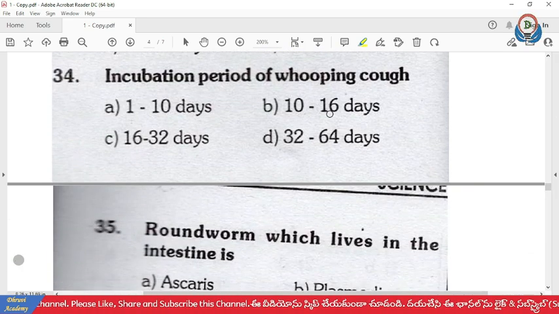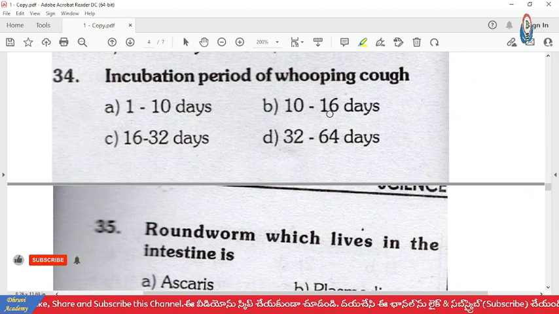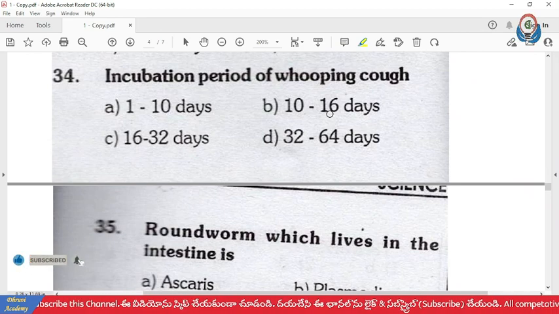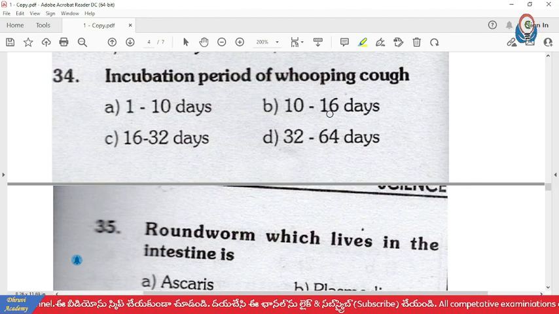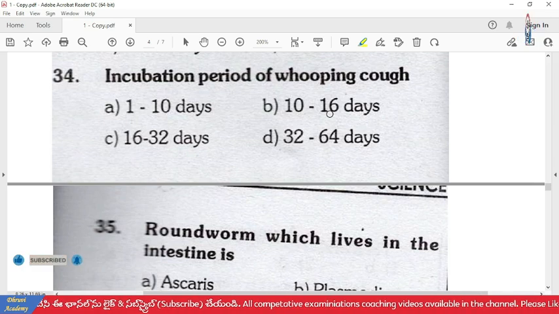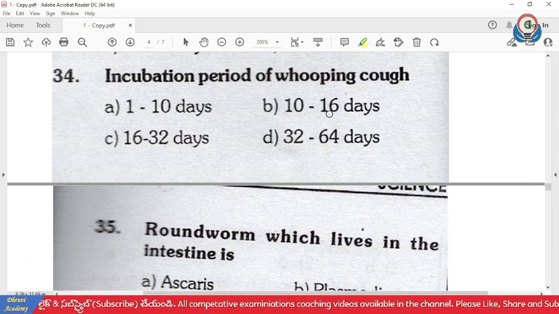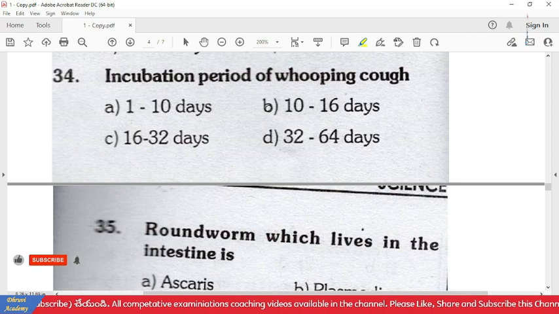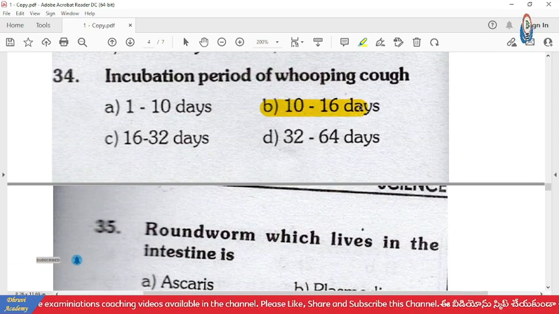Next, incubation period for whooping cough. Is it A, 1 to 10 days, B, 10 to 16 days, C, 16 to 32 days, or D, 30 to 64 days? Which is the correct answer? The answer is 10 to 16 days, the incubation period for whooping cough.